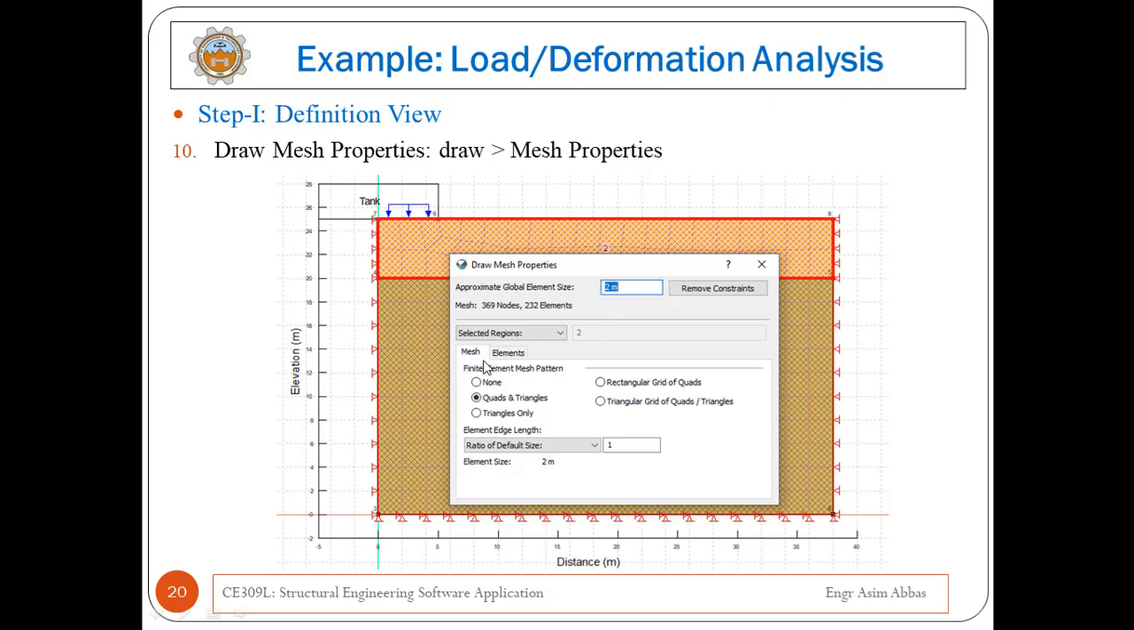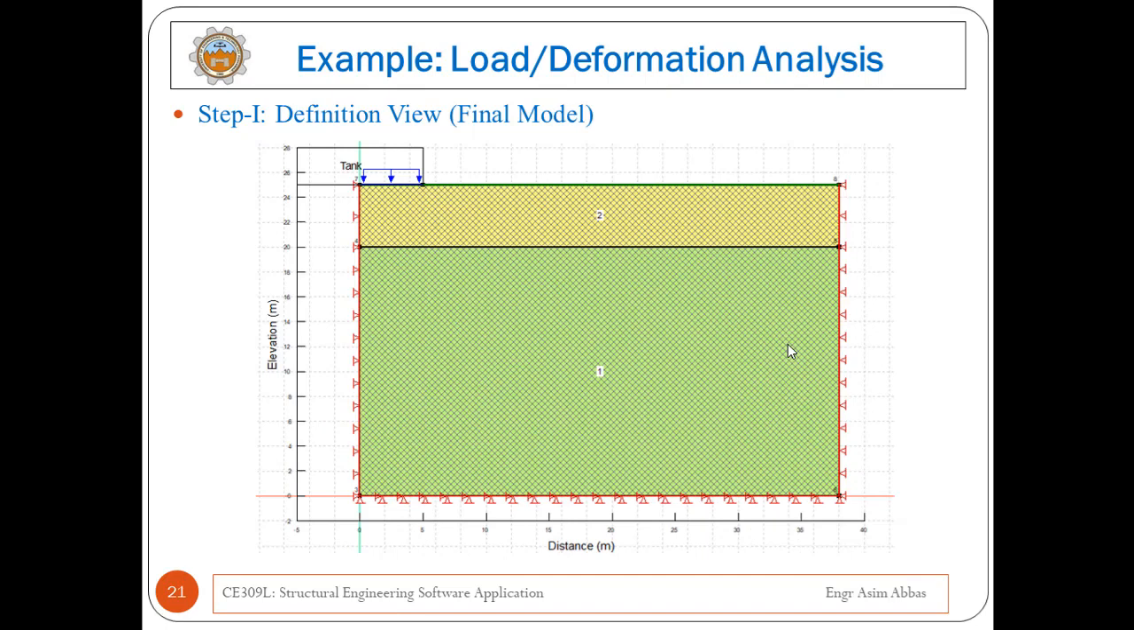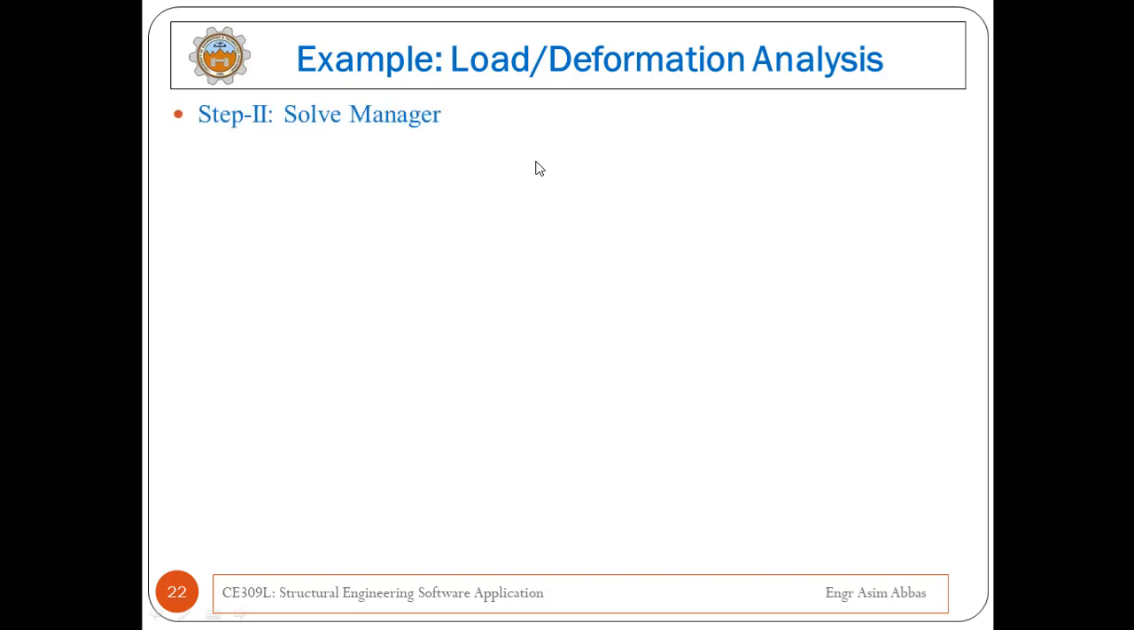And from here in the mesh tab we will define the finite element mesh pattern. So it will be quadrilateral and triangles, right? And then we will enter the ratio of default size 1, right? Okay, by this way we will draw mesh property. Okay, this is the final model and it is ready for the analysis. Then we will go to step 2 where we will perform analysis.